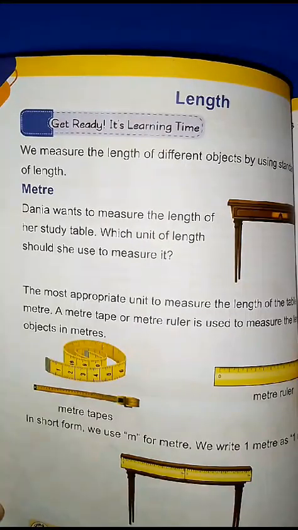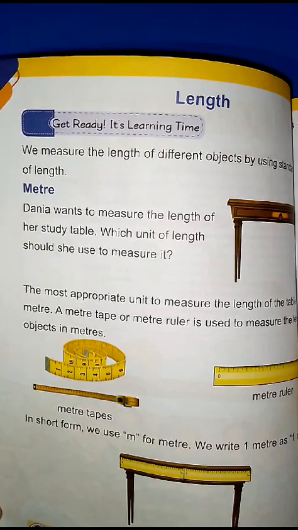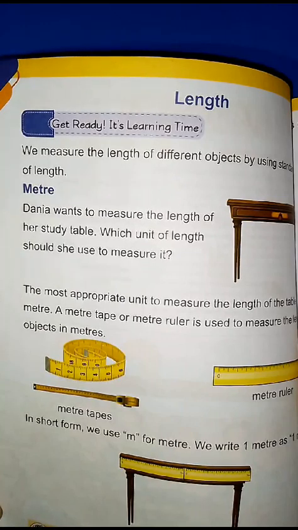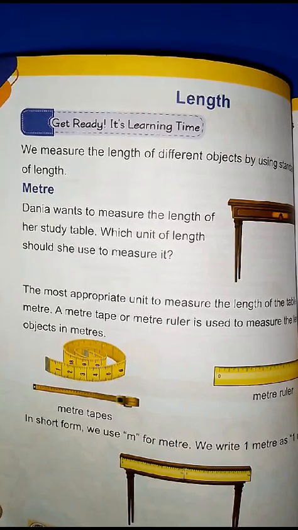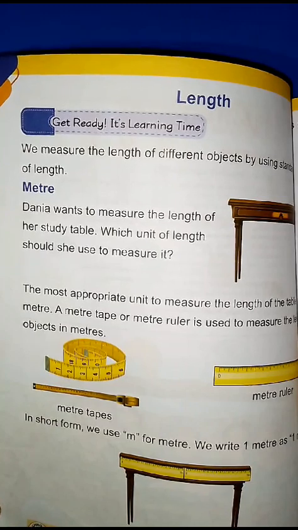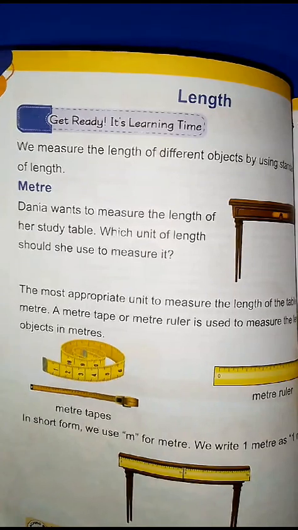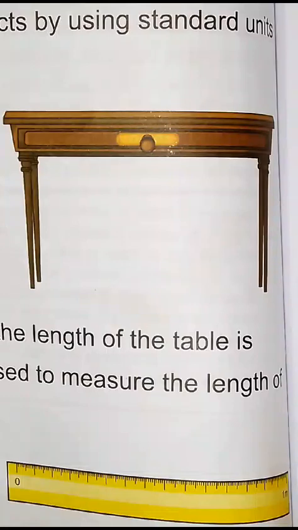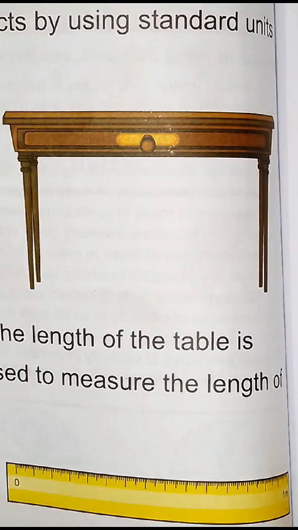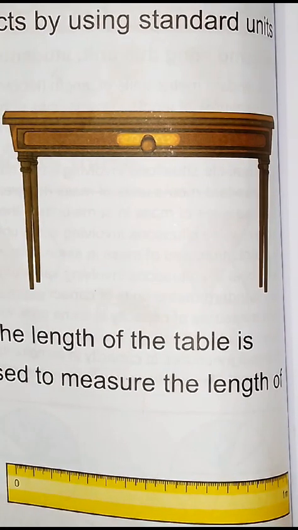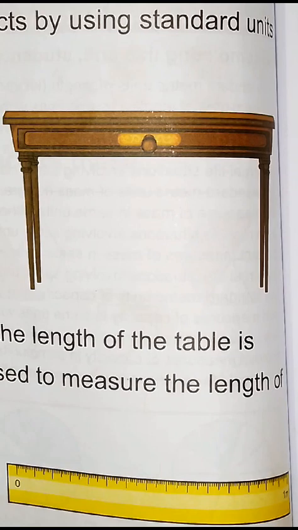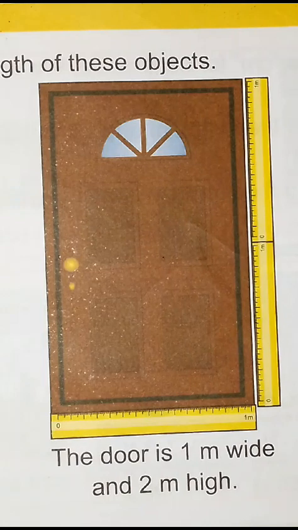So first we will learn about the meter. This is the standard unit of length. When we measure length, we will first learn about the meter. So what is a meter? Always keep it in your mind that we will use the meter for the longest objects. For example, a table is a long object, and for a table we will use the standard unit meter.